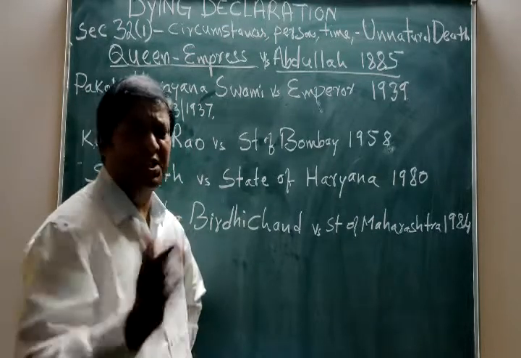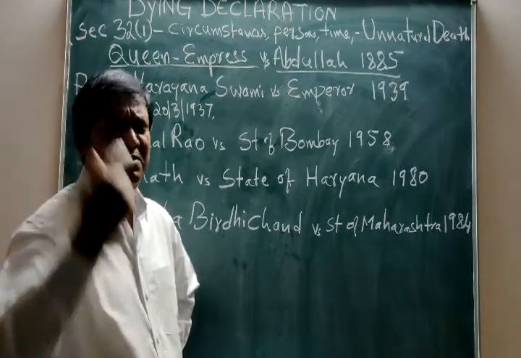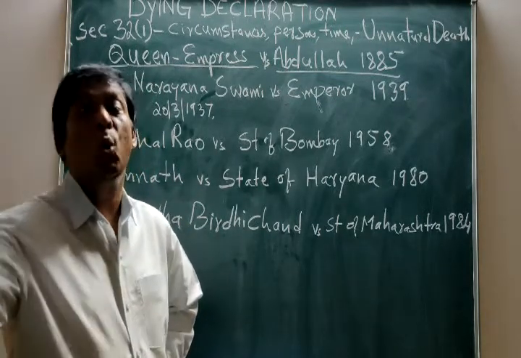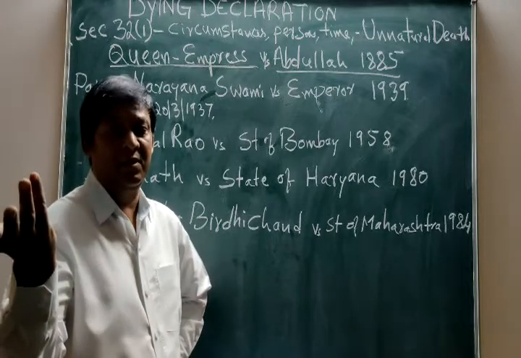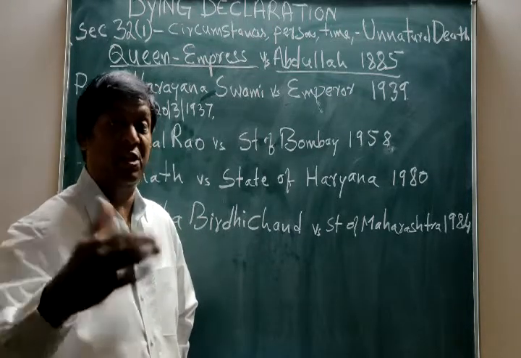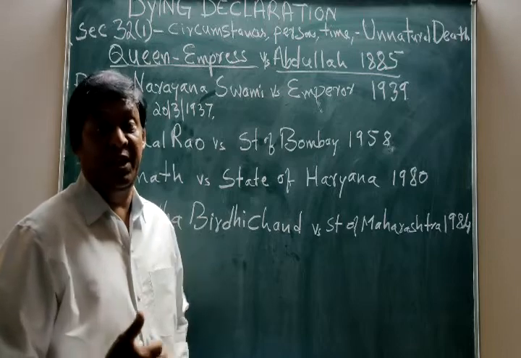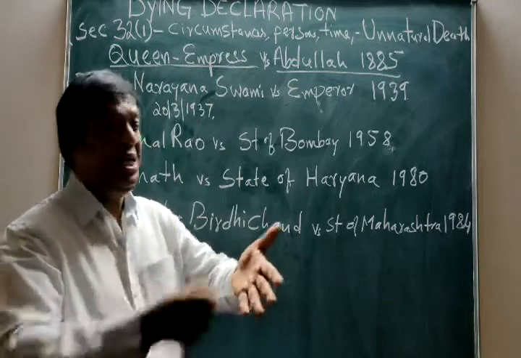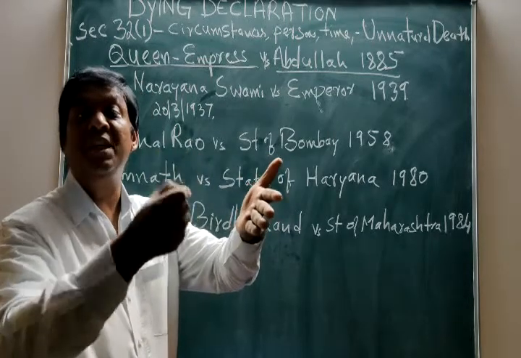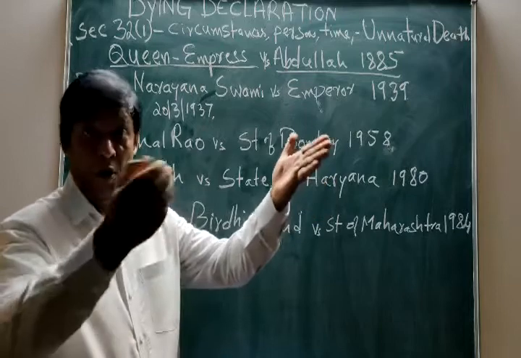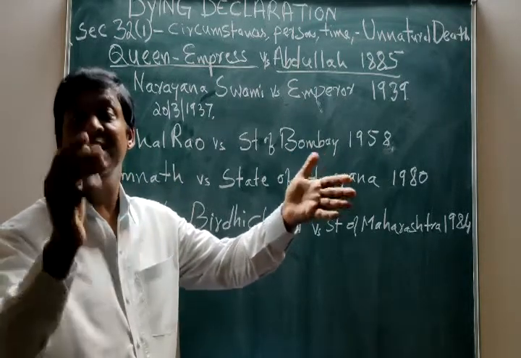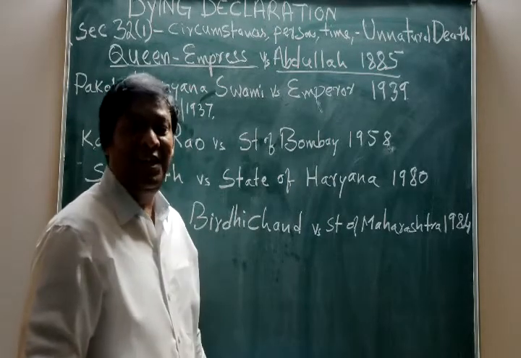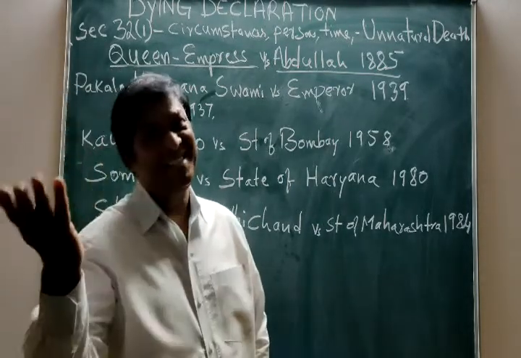Now here the question is, can the victim write the dying declaration on his own? Oh yes. If the victim still has the strength, has an opportunity, has a pen and a pencil with him, yes, he can write. He can explain all the circumstances and affix his signature. But this may not be possible in all circumstances.